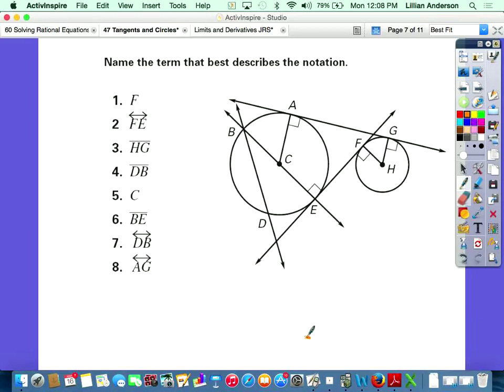Right, what is F? It is a point of tangency. What is FE? What is this line? Now that's a tangent. More specifically, it's one of those common tangents that go in between the two circles.